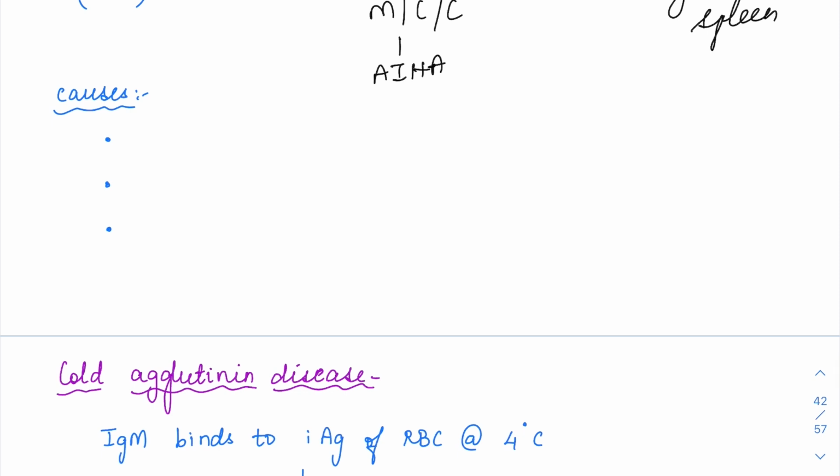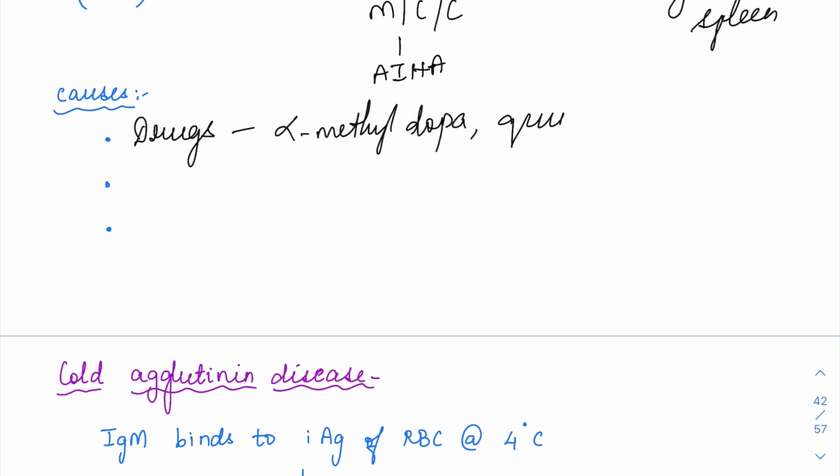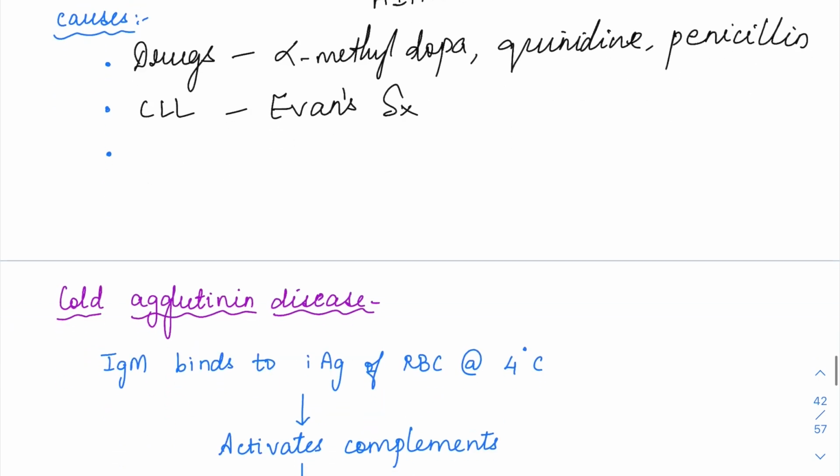The causes of warm AIHA are mainly drugs like alpha-methyldopa, quinidine, or penicillin. These drugs can induce autoantibody formation, resulting in extravascular hemolysis. Other than that, it can also be associated with CLL. In CLL, many times we have seen it associated with AIHA, right? Evans syndrome is also associated. So it is associated with CLL here, which is a warm antibody type of AIHA, and then it could also be idiopathic.